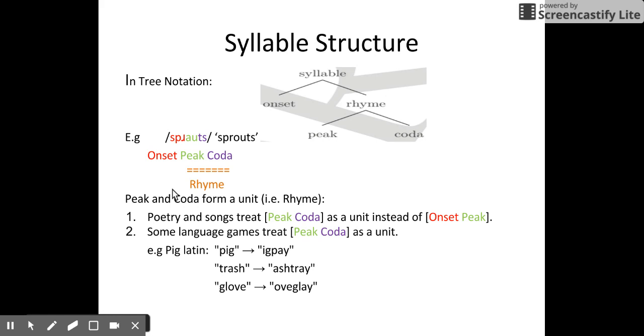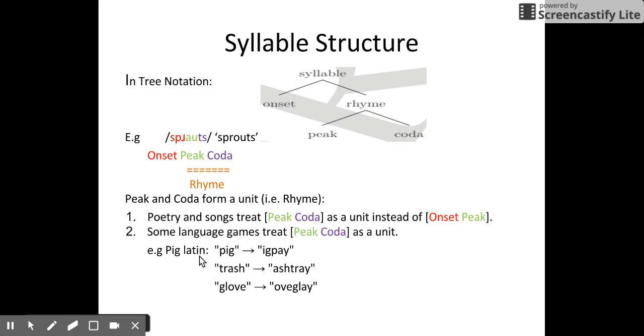Okay, so in poetry and songs, we treat peak and coda as a unit instead of onset and peak. So poetry and song are good evidence showing our intuition about the language. We treat peak and coda as a single unit, and we do not see any poetry or any song which uses onset and peak as a single unit. Okay, and there are some language games that treat peak and coda as a unit.